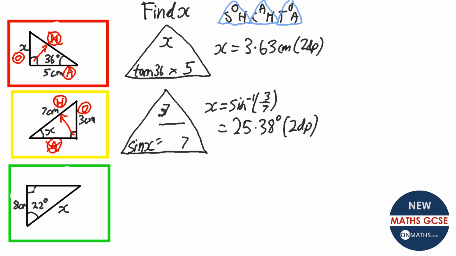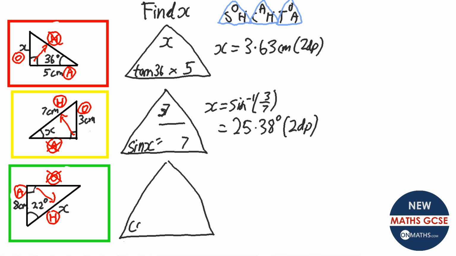Okay, so the last one, let's label it up. So opposite the right angle is the hypotenuse. Opposite the marked angle, which is the 22 degrees, is the opposite. And between the right angle and the marked angle is the adjacent. One we don't want is the opposite, don't need that. So looking at that, it's A and H, which is going to be a cos. It's going to be the CAH.